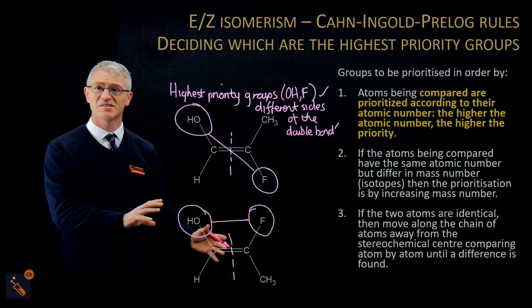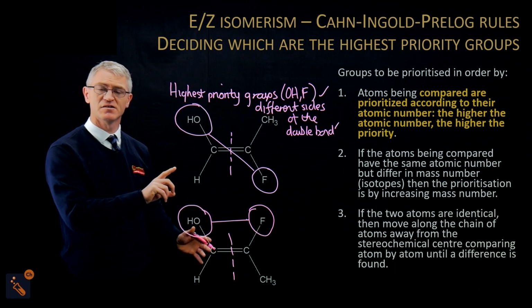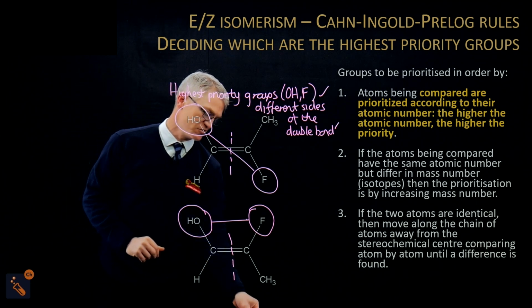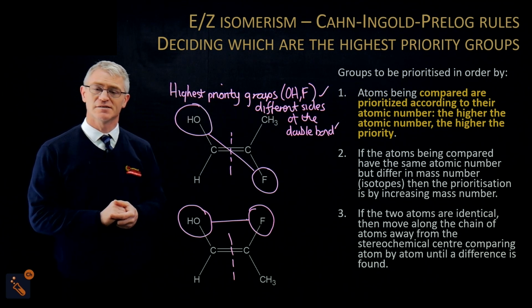So if I were to do the answer to this, it would be highest priority groups, OH and F again, are on the same side of the double bond. And that's all I do, okay? And that is my answer that gets you 2 marks in these exams, okay? And we'll go on to another example next.